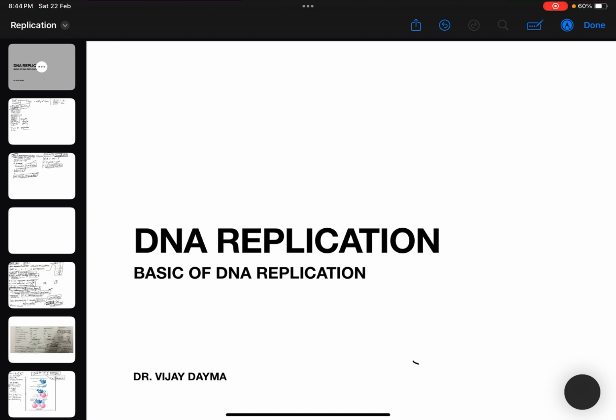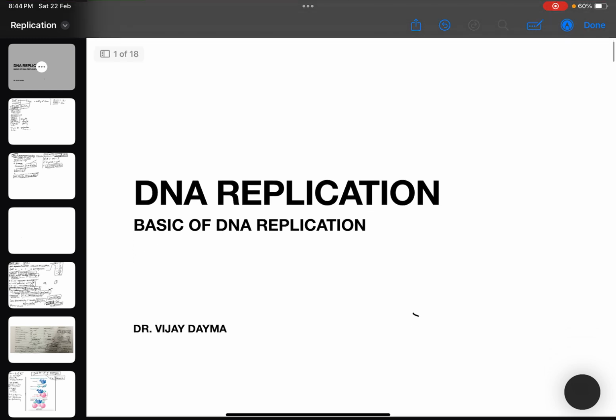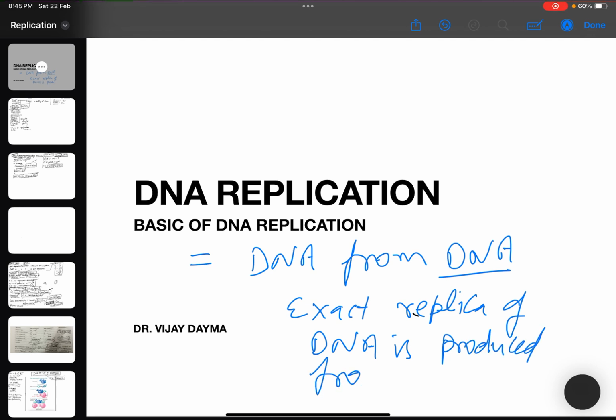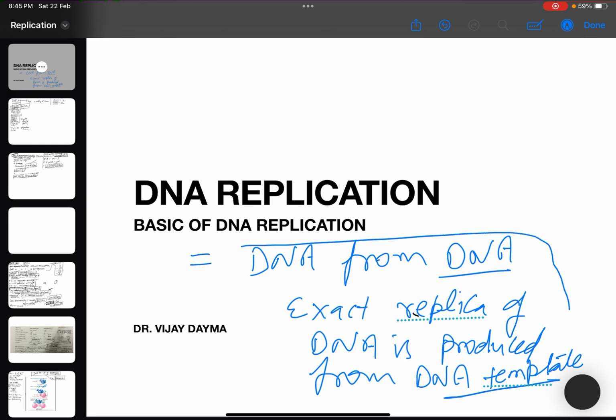Today we will discuss DNA replication. As we know, DNA replication is the process of formation of DNA from a DNA, or we can say that an exact replica of DNA is produced from a DNA template. So the formation of a copy of a DNA is known as DNA replication.